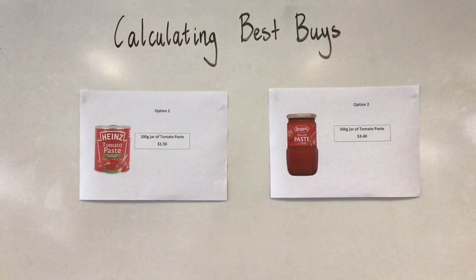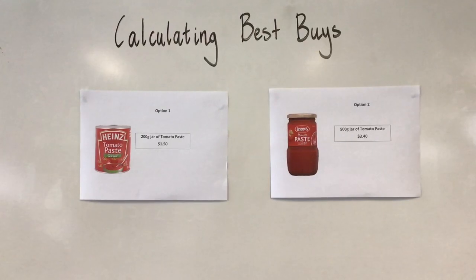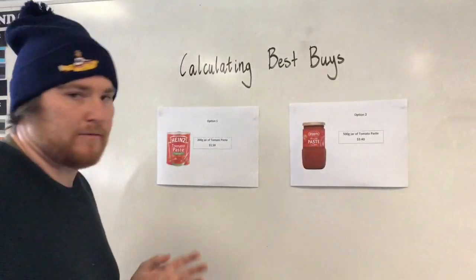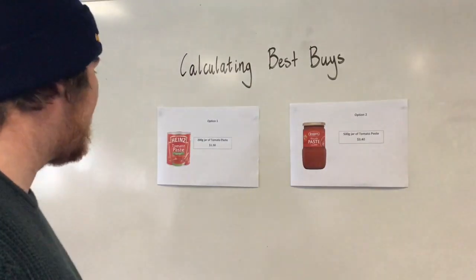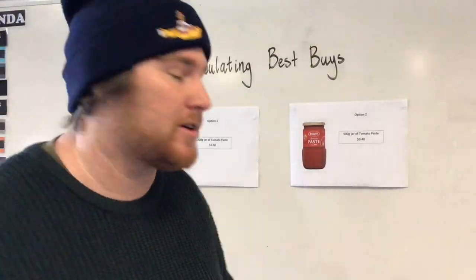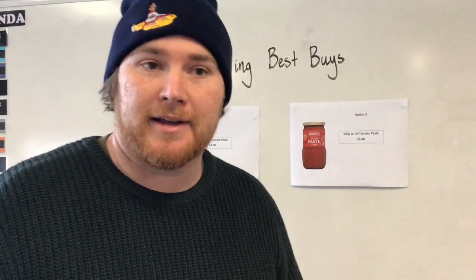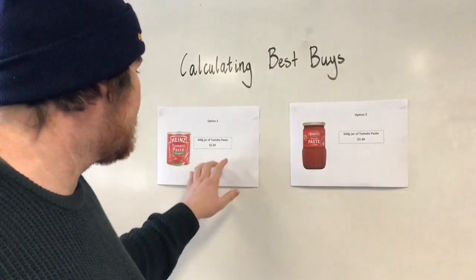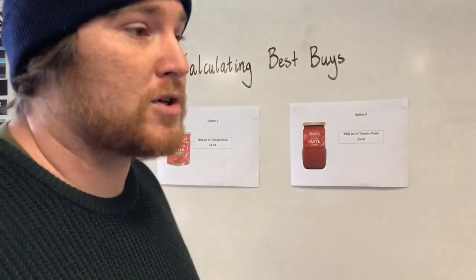We can see here in option 1 we have a 200 gram jar of tomato paste. In option 2 we have a 500 gram jar. We might have to multiply both of these numbers to get to a quantity or a unit that is exactly the same because, well, 200 doesn't go evenly into 500. We might have to multiply both by another number. So I've got a couple of options. I can use division, and I could probably divide down so they're both at 100 grams. I could divide 500 by 5 to get to 100, or I could divide 200 by 2 to get to 100, and then I would have to do the same for the price, or I could multiply up.